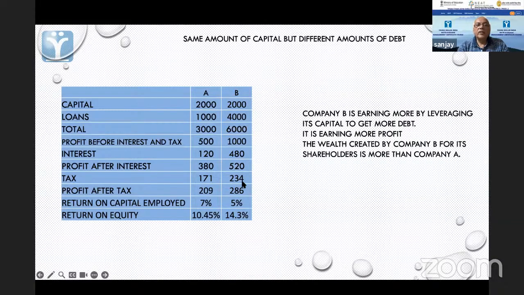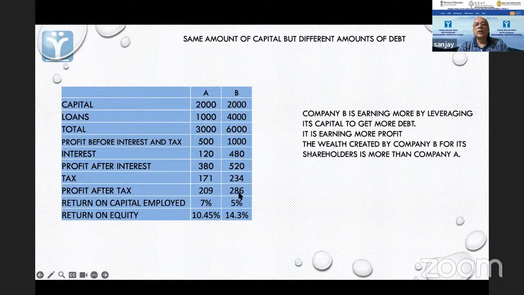And profit after taxes is 286. Their return remains the same. Return on equity also remains at 14 as it was in the previous slide because everything is in the same proportion. But the actual amount of profit that they earn now is much more than last time. It is double. It was 143 in the last slide. It is 286 now.